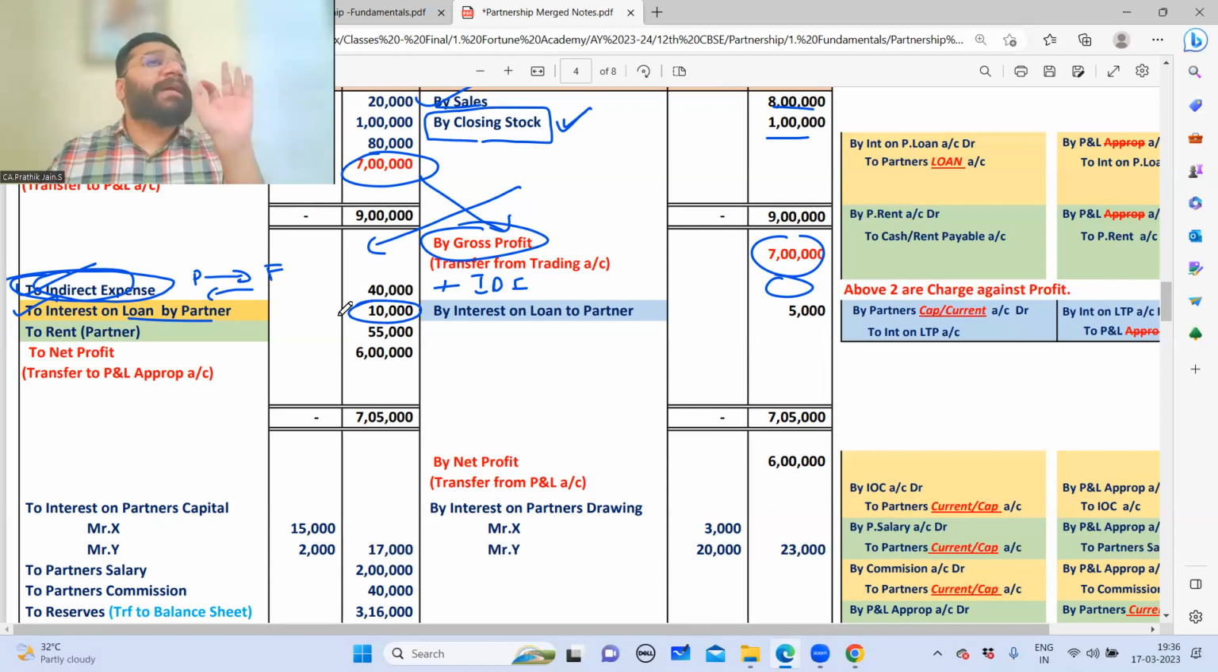Now the question is, sir, should this expense be treated as a charge or as an appropriation? Here you treat it as a charge, because when a person gives a loan, this person is treated as a third party. All third party expenditure has to be treated as a charge against profit only. Charge against profit is something you have to pay them whether there is profit or loss. You have to record the expenditure.